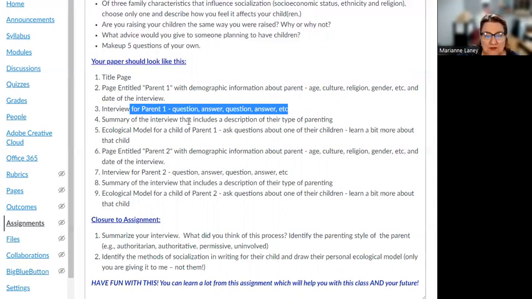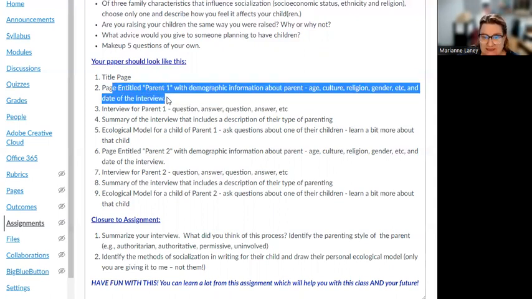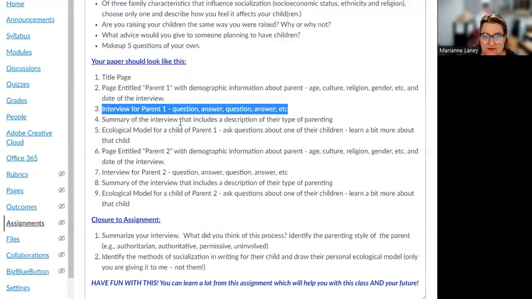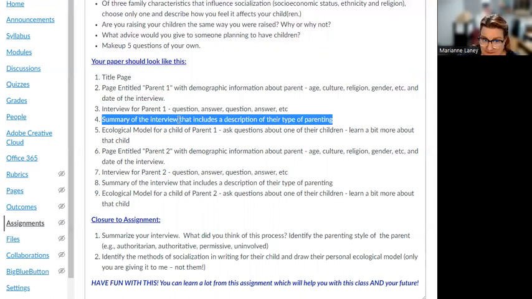Summary of the interview that includes a description of their type of parenting. So you're having basically these first 3 pages are demographics, then question answer. This is the actual interview. This is a summary. Okay.